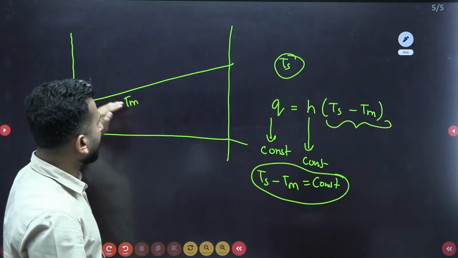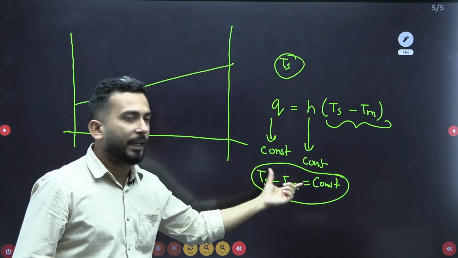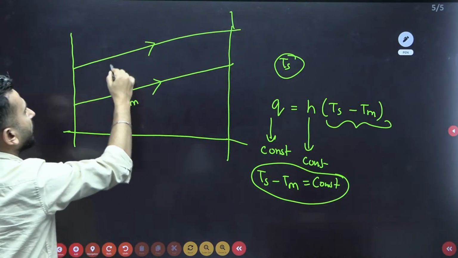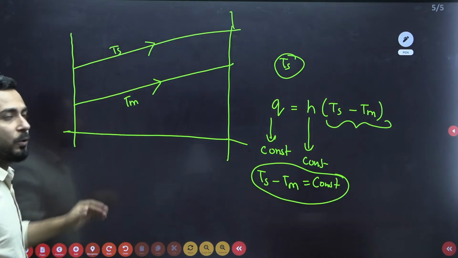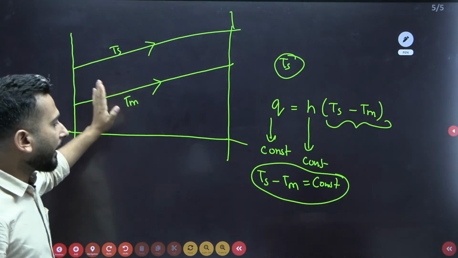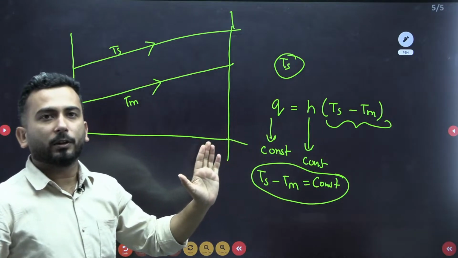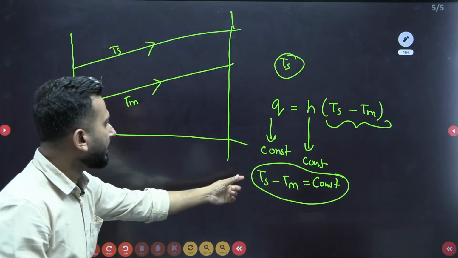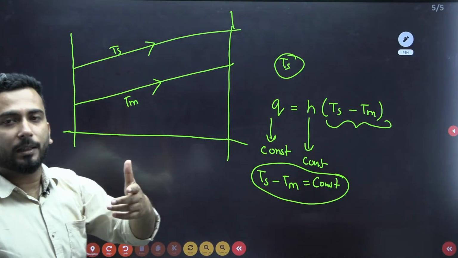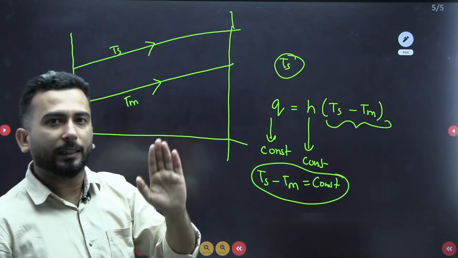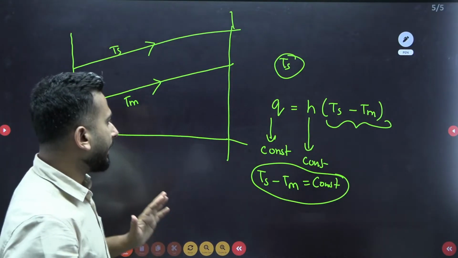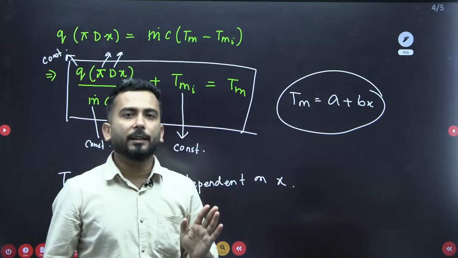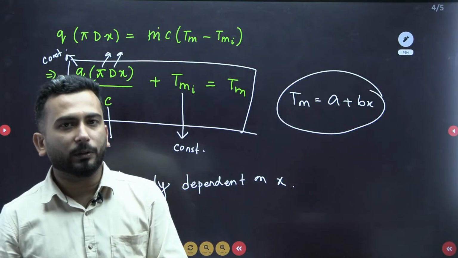Now when Tm is increasing linearly, and if this difference has to remain constant, so Ts will also be increasing in a linear fashion. Why? Because this difference has to be constant. Till now there was no mention of Ts, but now from this relation it will be more than Tm. We are considering that the fluid is getting heated, so definitely Ts will be more than Tm, right? So this is our analysis of the first case where I have assumed that the flux remains constant, right?